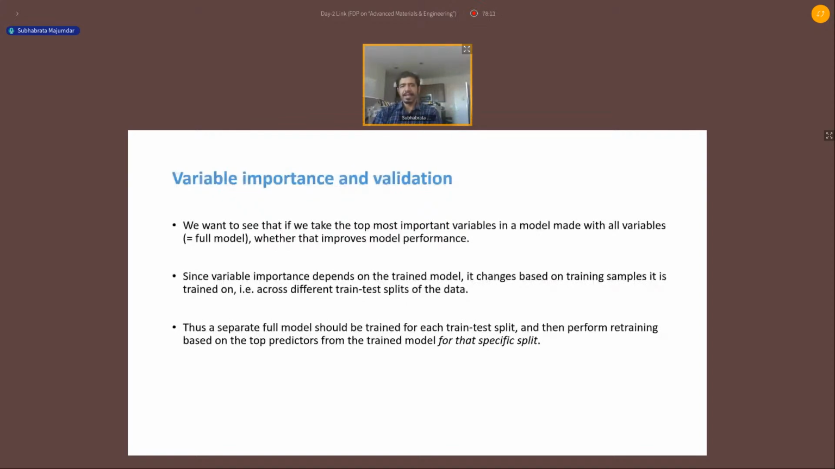And while doing that, this just says that you should be doing different variable selection steps for each of these splits.